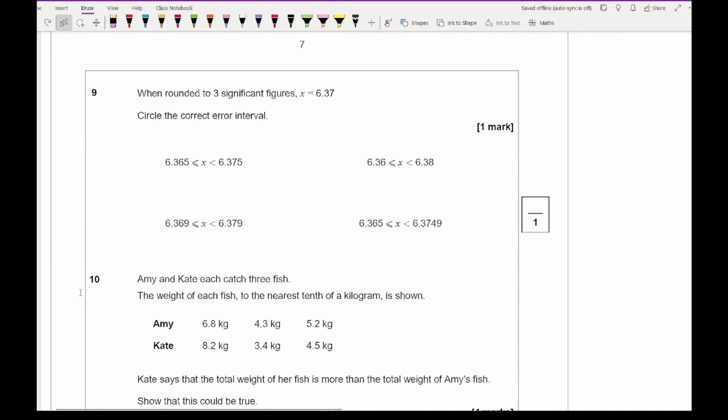Then moving on to question 9, it says for x when rounded to 3 significant figures, x equals 6.37. Circle the correct error interval. Now for this, the correct error interval is going to be our first option.